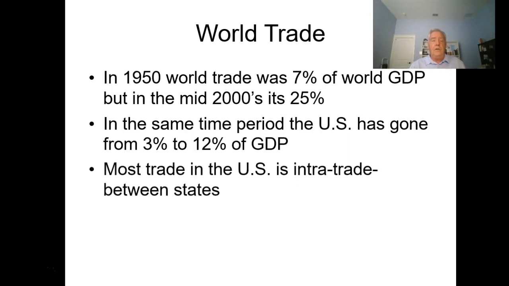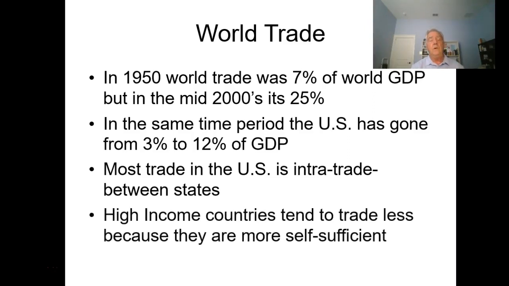Most trade in the U.S., however, is not international trade, but trade between states. Florida has oranges. California has oranges. Okay, California and Florida provide most of the oranges to the other states. Wheat is produced in the Midwest. Wheat is traded throughout the states within the United States to make bread, etc. Okay? So there are states that have advantages in certain products, and most of the trade in the U.S. is called intra-trade. In other words, it's trade between the states based on the states' different resources.